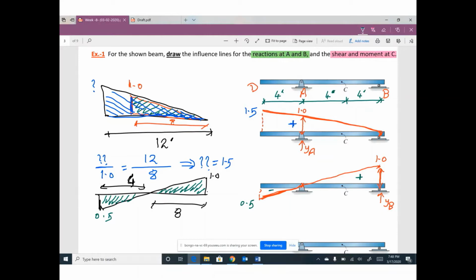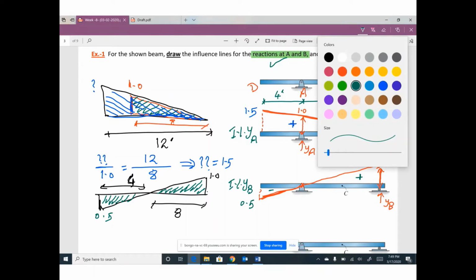So the first part of this problem is done, which is the influence line for reaction YA and the influence line for reaction YB. Second part of this problem, we are looking to draw the influence line for shear and moment at C. To do this, to draw the influence line for anything other than reaction, we need to play a game.